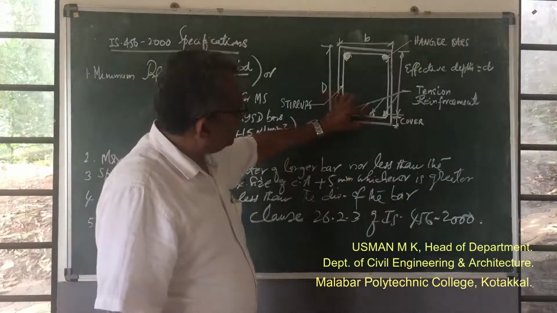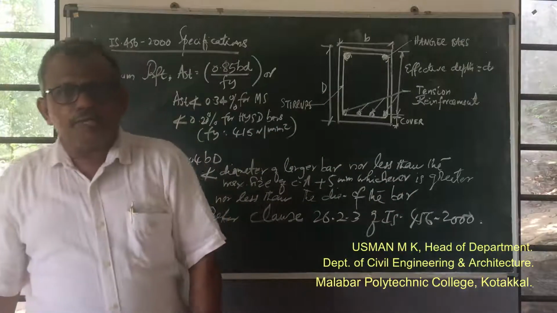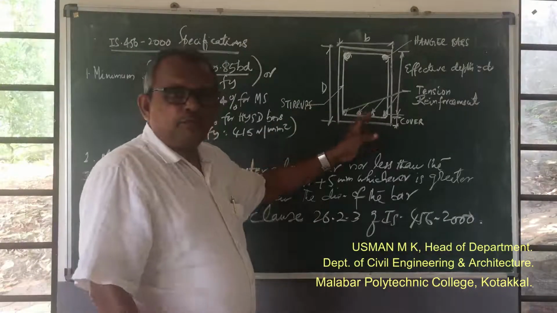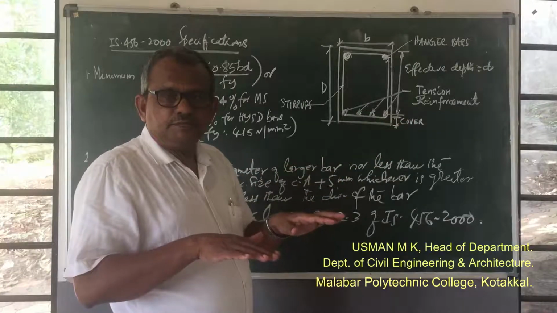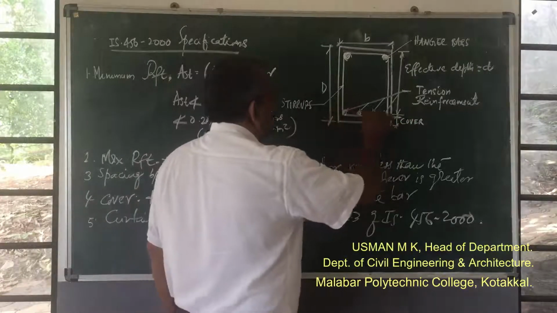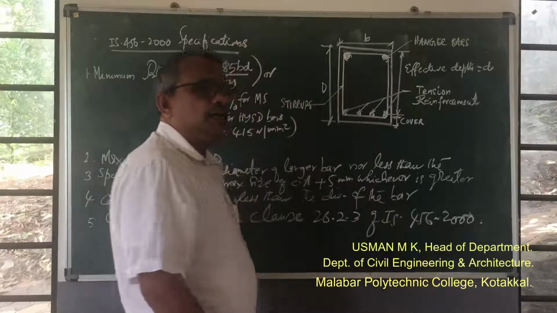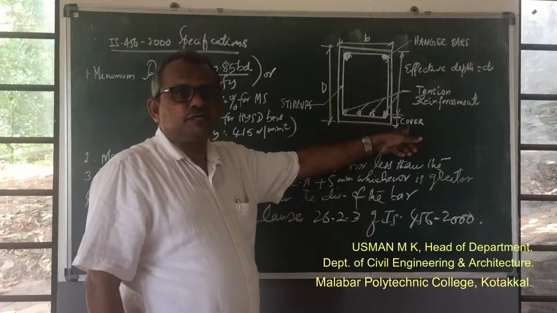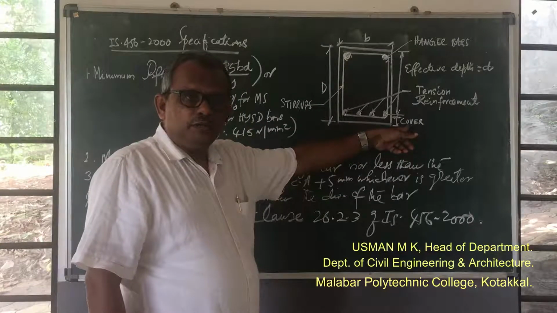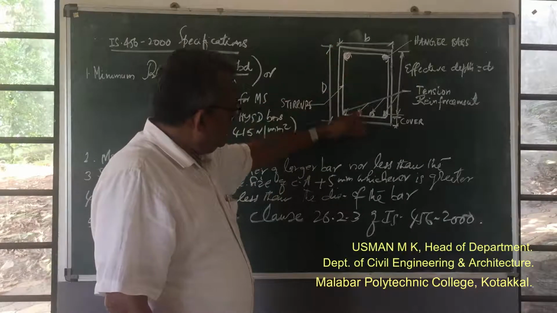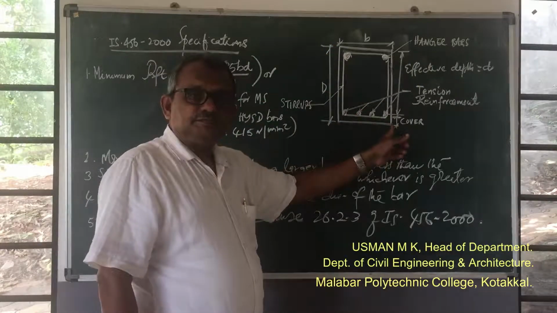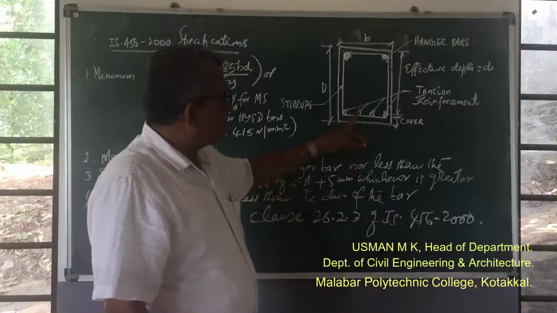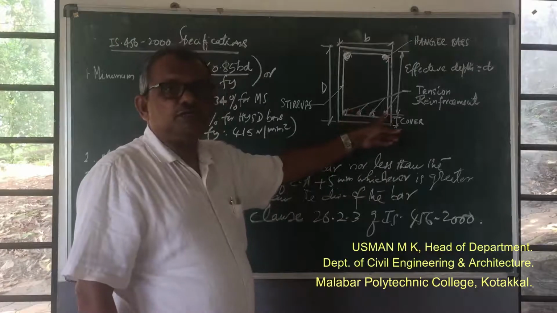And at the bottom you can see the cover. What do you mean by the cover? You might have seen while casting beams that the steel reinforcement is not provided directly at the bottom, isn't it? There will be a gap between the bottom and the layer of the reinforcement. That gap is known as the cover for the reinforcement. Why is it provided? When the reinforcement is placed directly at the bottom, due to atmospheric action, there is a possibility of corrosion of the reinforcement.